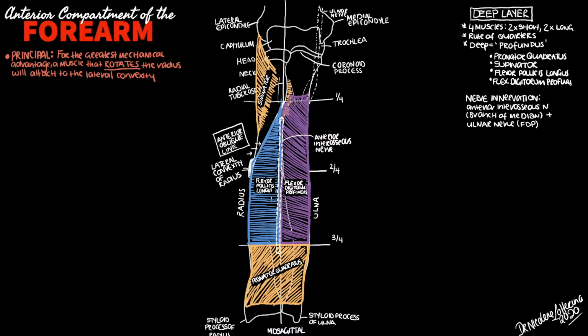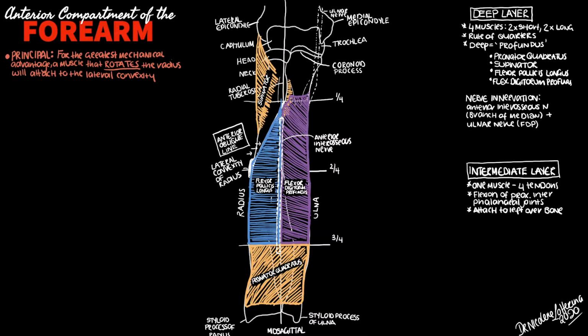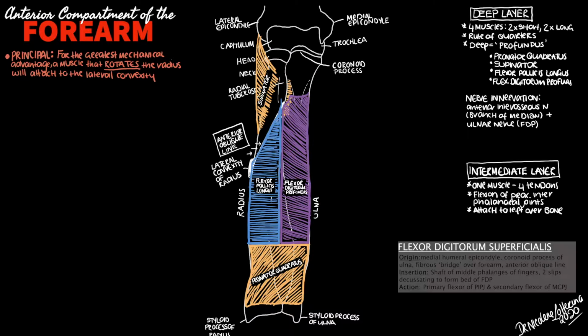Moving on then to the middle layer, or the intermediate layer, there is technically only going to be one big muscle, but it has 4 individually functioning flexor tendons. This is the Flexor Digitorum superficialis muscle. This large muscle has 2 heads, so the humero-ulnar head, which originates from the medial epicondyle of the humerus, as well as from the adjacent medial edge of the coronoid process of the ulna.